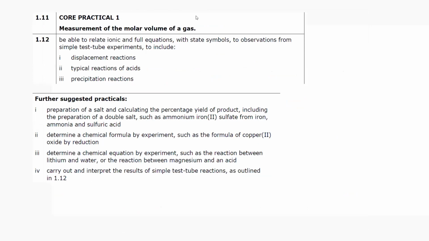Then measuring the molar volume of a gas, we can measure the volume of a gas by a gas syringe that we discussed yesterday. Then be able to relate ionic and full equations, displacement reactions, when one element displaces the other, typical reactions of acids and precipitation reactions. So this is all about topic 1.